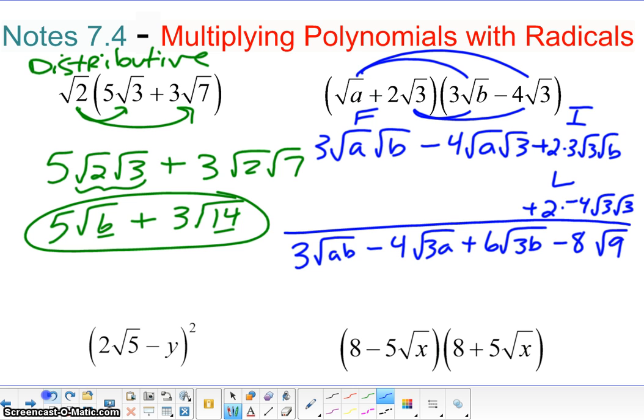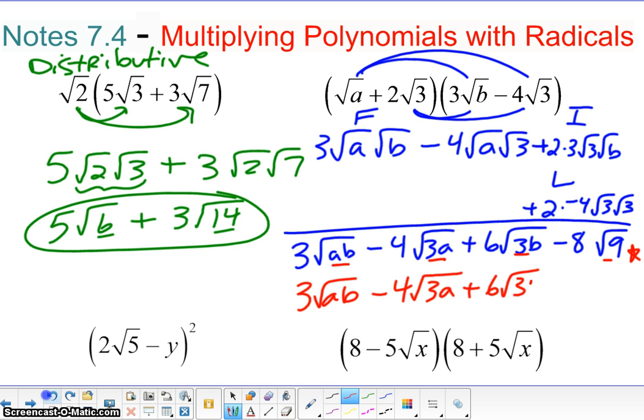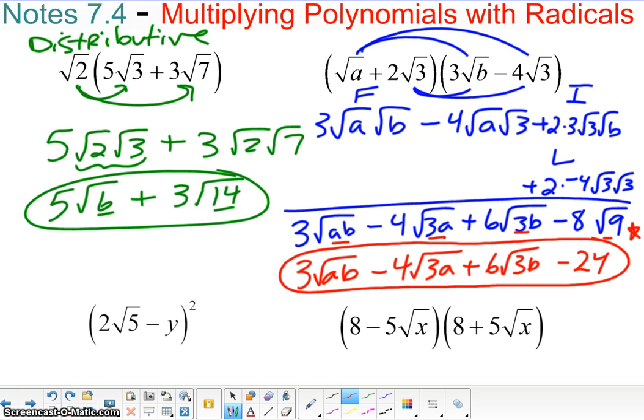Okay, now looking through this, is there anything else that can simplify? These are all different, so we can't add or subtract any of them, but this one right here is a perfect square. So our final answer for this one would be 3 square root of AB, minus 4 square root of 3A, plus 6 square root of 3B, and finally 8 times 3 is going to be 24. So that would be your final answer. All of that would be the finale.